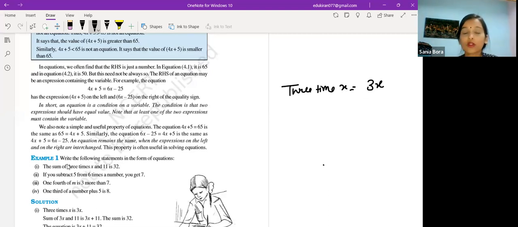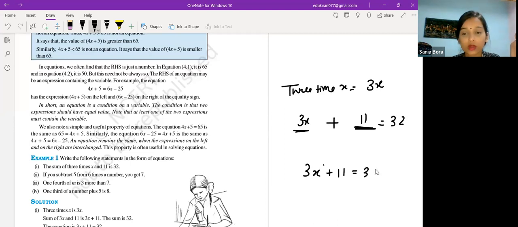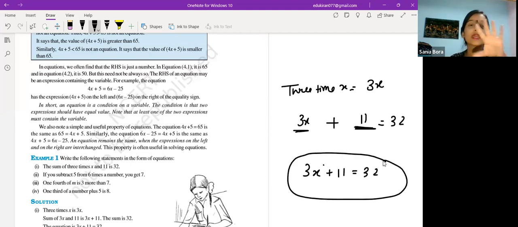So first of all, one by one you will write. First you will write 3 times x is 3x. Then 11. What they are saying is sum of, and sum of means you have to add two numbers. One will be 3x, and one will be 11. And what they are giving you, the sum of 3 times x and 11 is 32. So this is what they made: 3x plus 11 equals 32. So this is your simple equation.